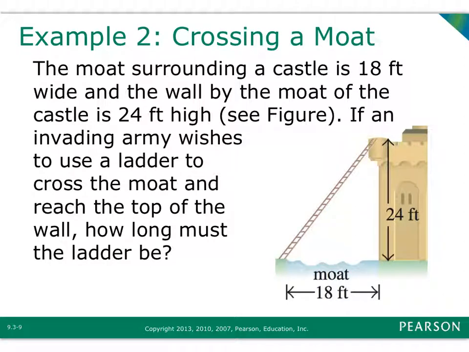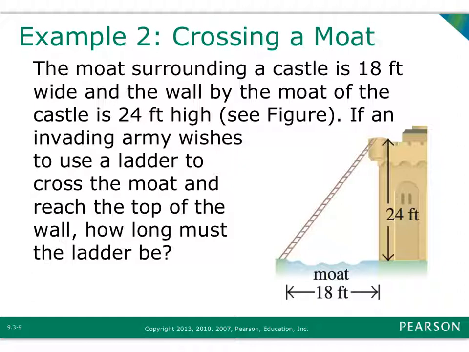Now we're going to use the Pythagorean theorem in crossing a moat. The moat surrounding a castle is 18 feet wide, and the wall by the moat of the castle is 24 feet high. If an invading army wishes to use a ladder to cross the moat and reach the top of the wall, how long must the ladder be?